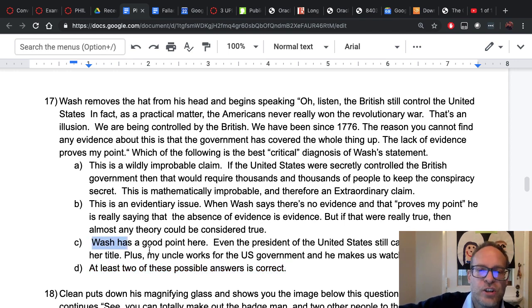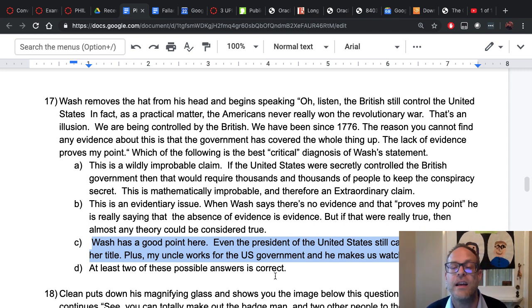C. Wash has a good point here. Even the President of the United States still calls the Queen by her title. Plus, my uncle works for the U.S. government, and he makes us watch British TV shows. Okay, so C is not going to work.